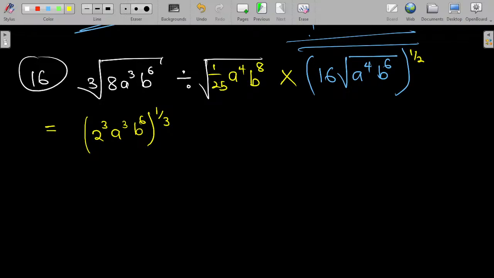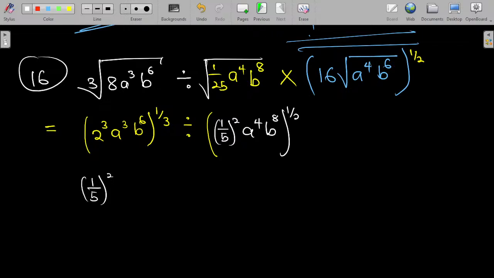I wouldn't know which one you prefer. Should I bring this down? All right, we may leave it this way. This is going to be divided by, now square root means power half. Before we go, 1 over 25 is the same thing as 1 over 5 all squared, so I'm going to write it that way: 1 over 5 raised to power 2. Then 4 to the power a to the power 4, and then b to the power 8. We can close here and raise it to the power of half.